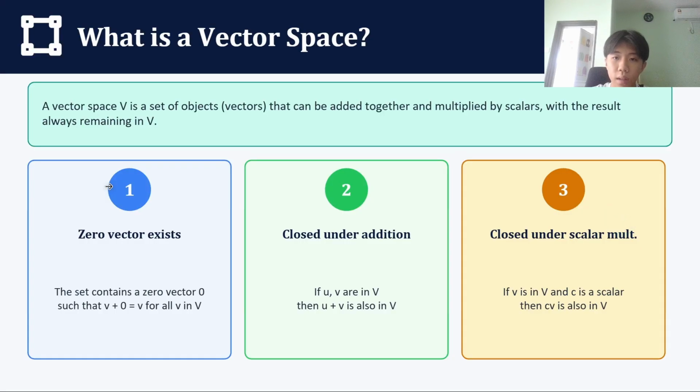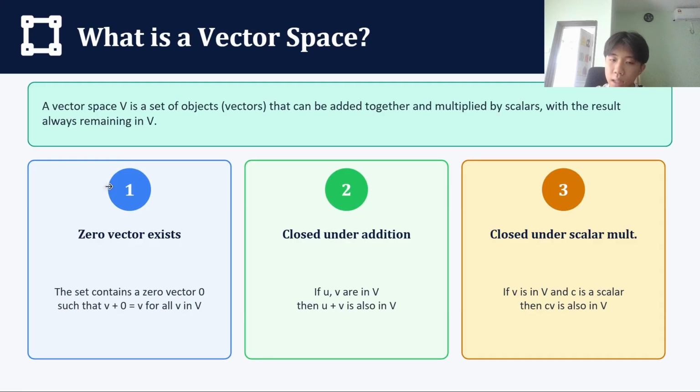So firstly, what is a vector space? A vector space V is a set of vectors that can be added and scaled, and the result will always remain within the vector space of V. Formally, there are 10 axioms that you need to verify before we consider it a vector space. But it is too time consuming, so we just narrow it down to three conditions.